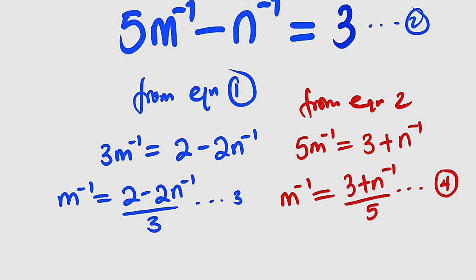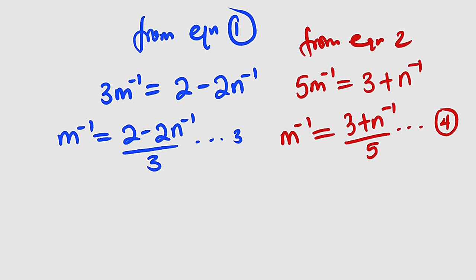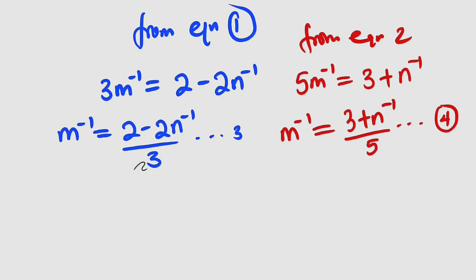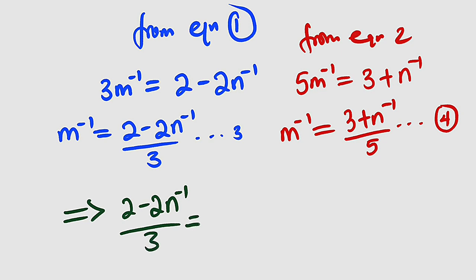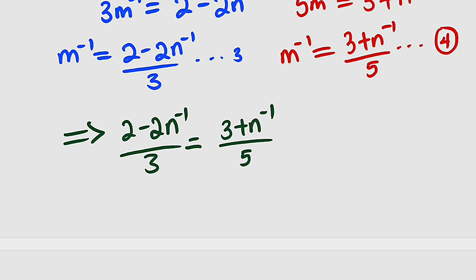So observe, both equation number 3 and equation number 4 are written in terms of m to the negative 1. Therefore, we can equate their right-hand sides. This implies that (2 minus 2n to the negative 1) divided by 3 must be equal to (3 plus n to the negative 1) divided by 5, because all of them are equal to m to the negative 1. By cross multiplication, we take this and multiply by this. We set it to be equal to this multiplied by this, right?